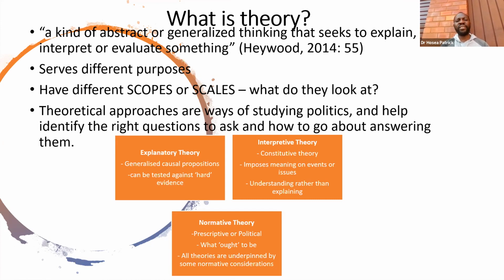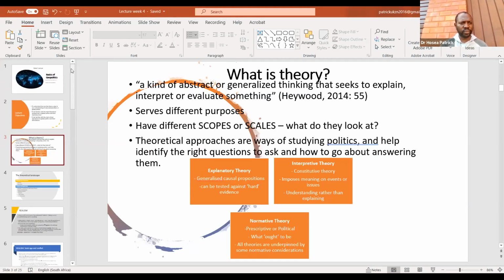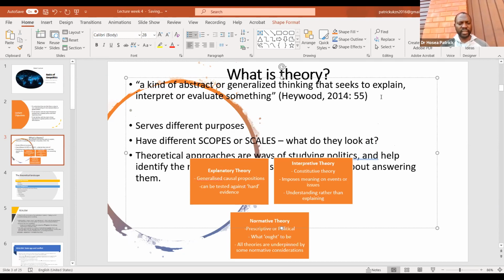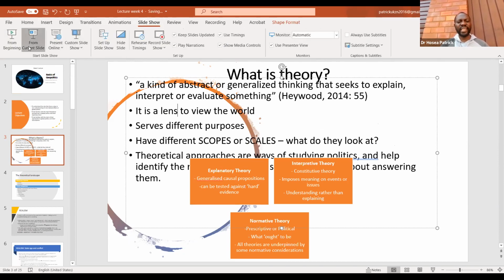And then again, another definition of theory, we can say a theory is a lens. I don't have it here, but I'm going to add it here quickly. We can say it is a lens to view the world, right? So we can say a theory is also a lens to view the world.